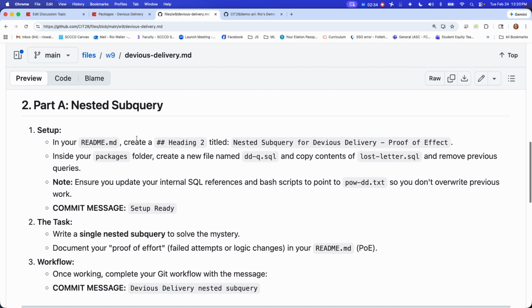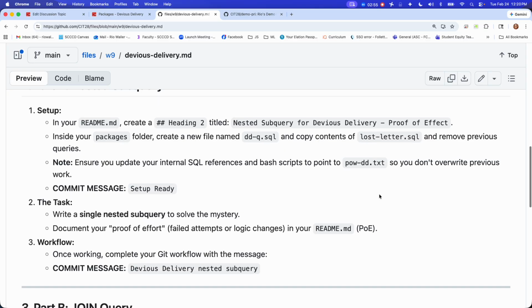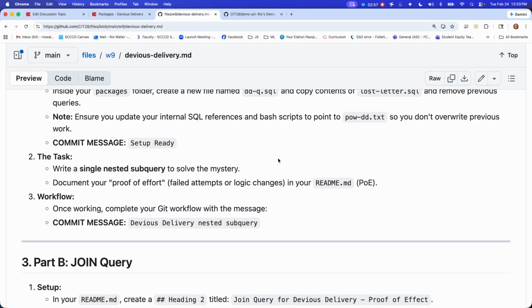Okay, so in your README file, your proof of effort, set up a heading 2, that's markdown. Here's the text for that. And then create a DD-Q file, copy the last one and remove previous queries. Make sure you update your SQL references and point to the right DB, so you don't overwrite other stuff, and then do a commit there.